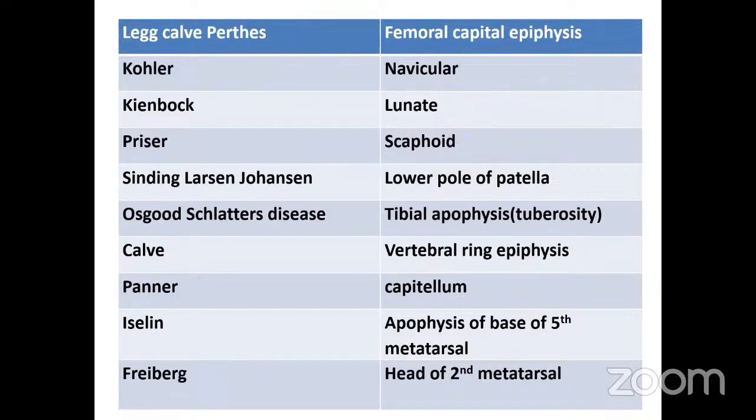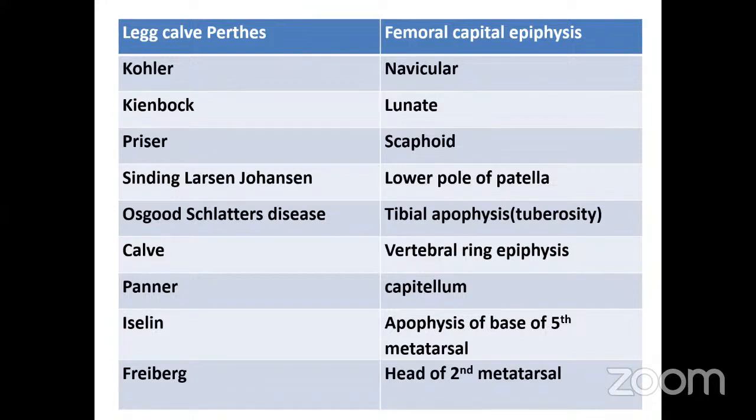The blood supply of the scaphoid is usually from distal to proximal. So whenever there is a fracture of the waist of the scaphoid, usually the proximal pole will suffer avascular necrosis, and when it is avascular and sclerotic, we call it actually Preiser's disease. And what about Sinding-Larsen-Johansson disease? That is nothing but the osteochondritis of the lower pole of the patella. It's the lower pole of the patella. And Osgood-Schlatter's disease is nothing but osteochondritis of the tibial apophysis.